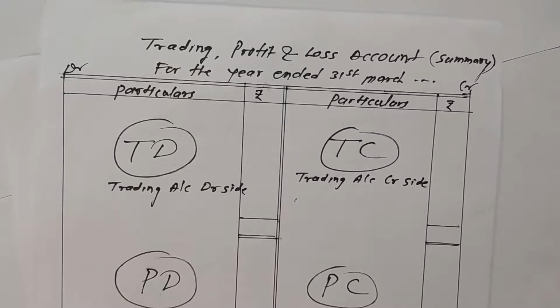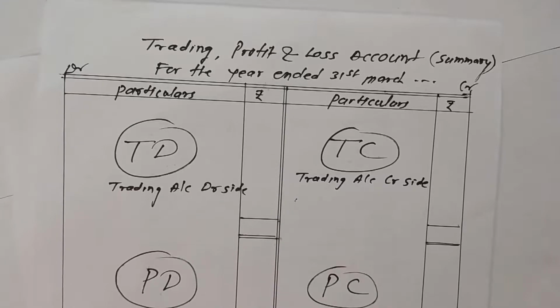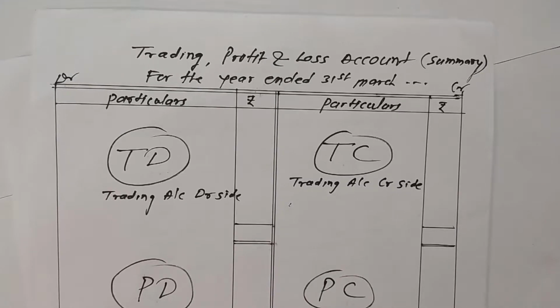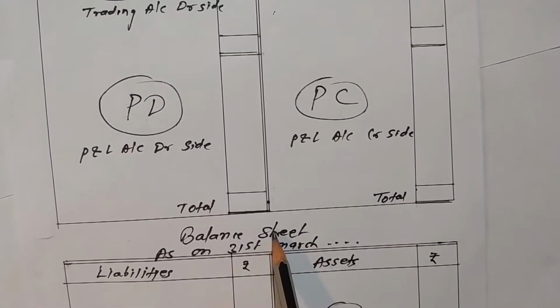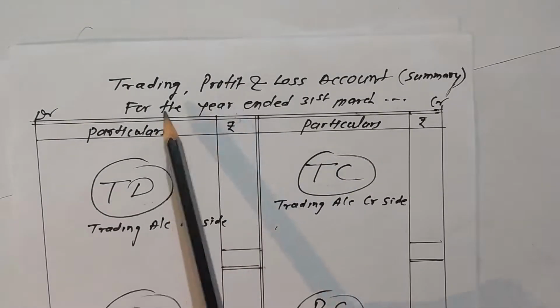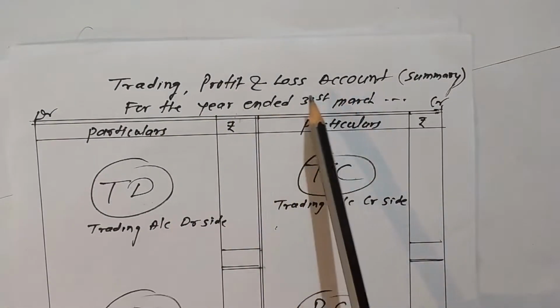Now we are going to solve the practical problems of partnership final account. Before that, we recap the format of the final accounts. There are two parts of the final accounts. First is the trading and P&L account and second part is the balance sheet. The first part is a combined trading and P&L account.